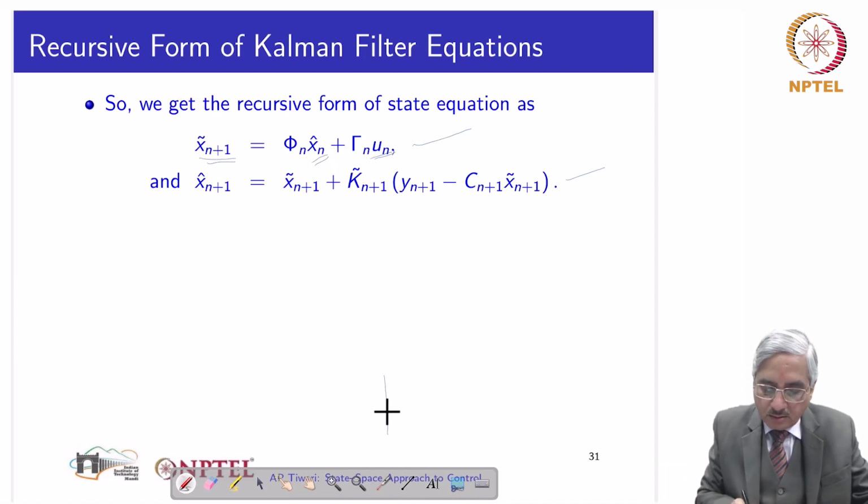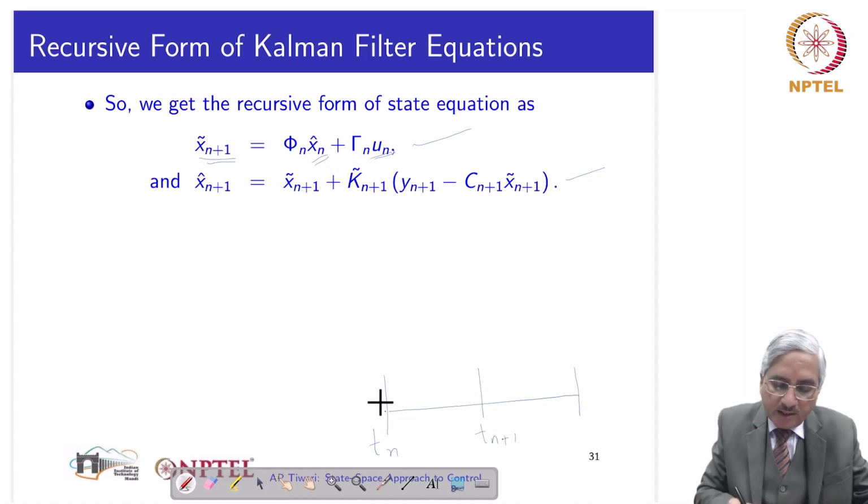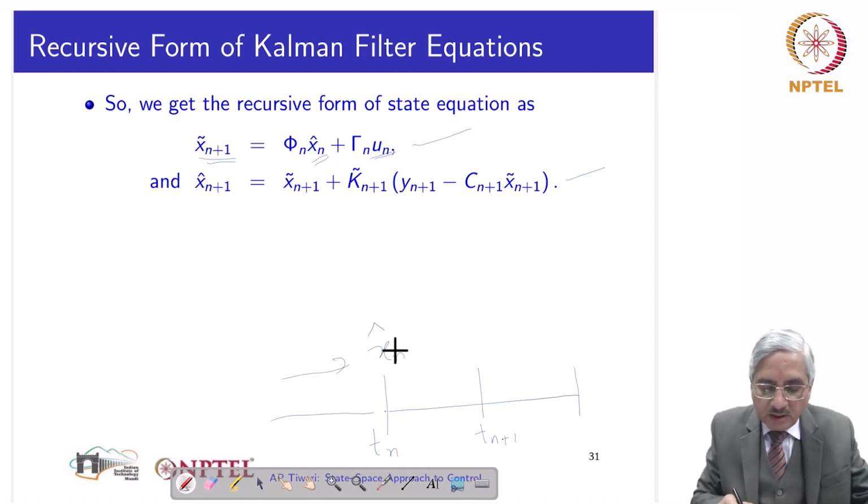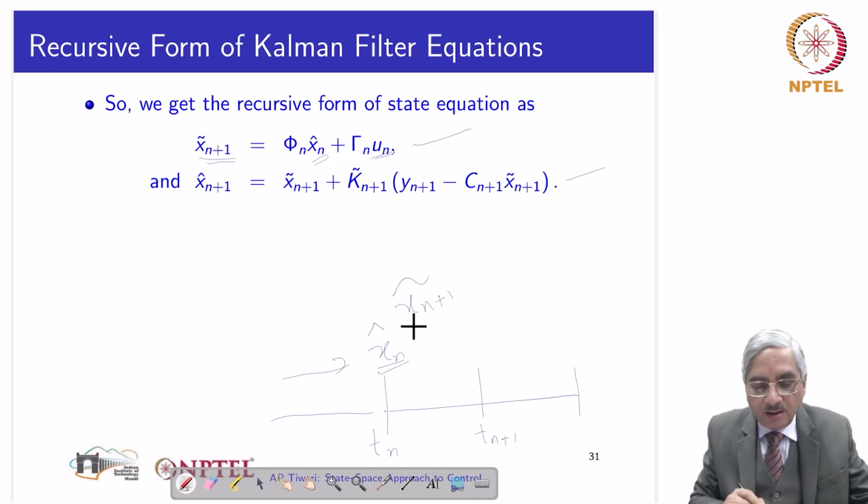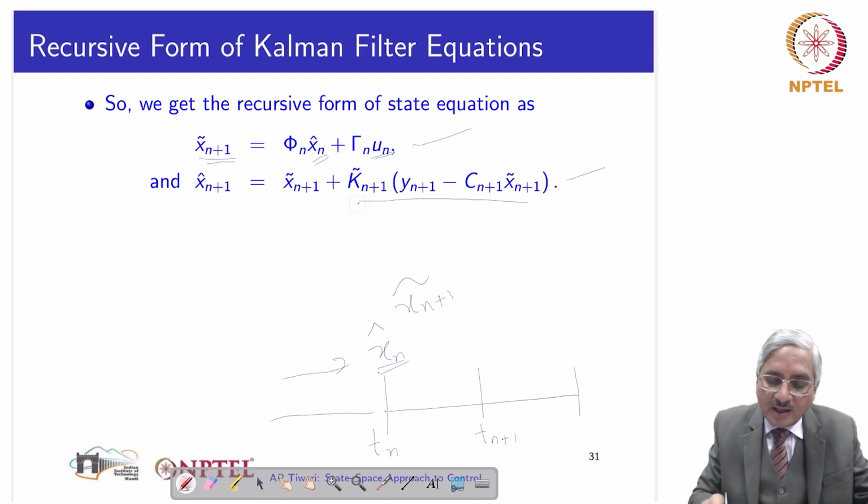So let us say this is Tn and this is Tn plus 1. So at this point Tn, we have xn hat available from the previous computation. So we use this xn hat. Using this, we predict this xn plus 1 tilde, and to that we add this correction.